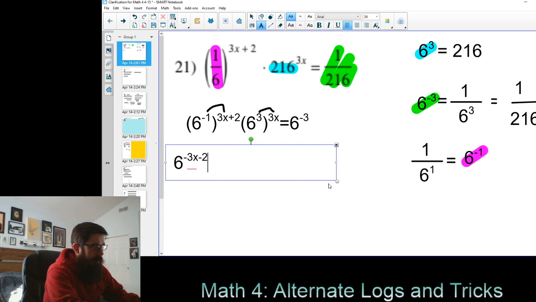Then I'm going to have times 6 to the, I have 3 times 3x from these exponents right here. There's a 9x. Still equals 6 to the -3rd.